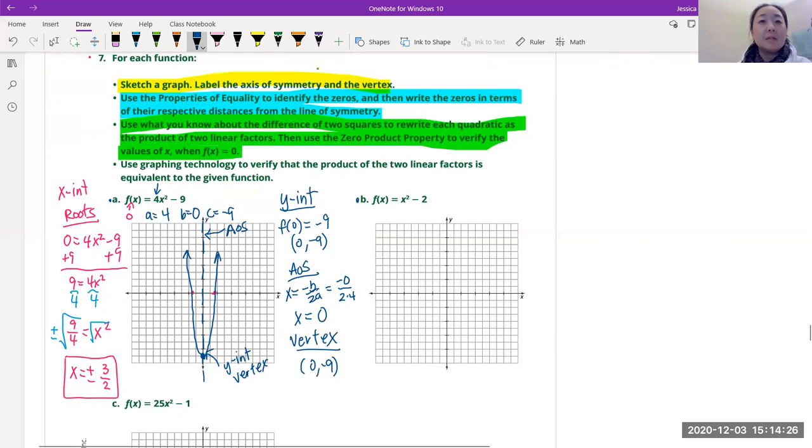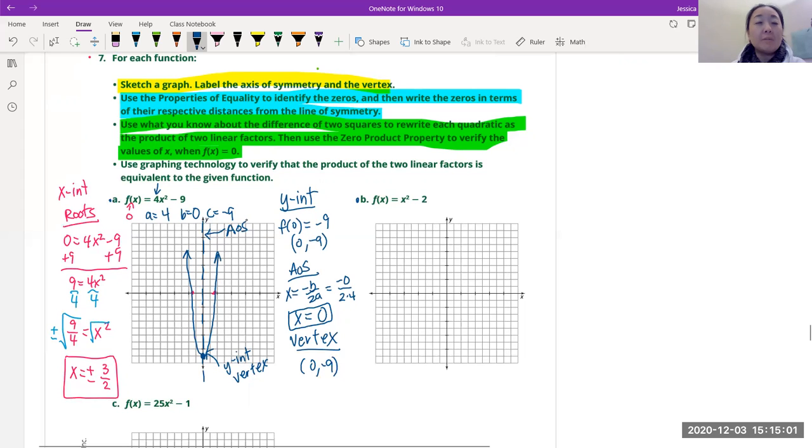So our AOS is going to be, just remember, x is equal to negative b over 2a, which means we have to define what our a, b, and c are. So over here, our a is 4, our b is 0. Notice there's no x there, just the x squared, which means it's literally 0x. And then our c is negative 9. We plug it all in, and we get 0 over 8, which is just 0. 0 divided by 8, still 0, right? So this is our AOS right here. x is equal to 0, which is the y-axis. That y-axis is our AOS.